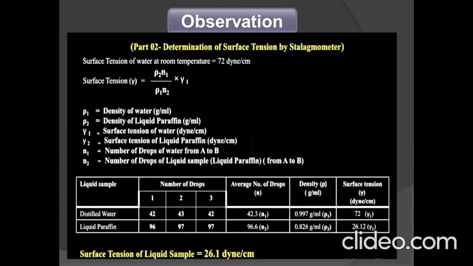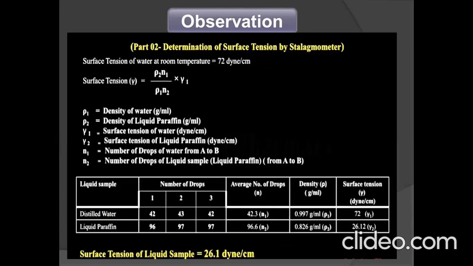Now the next part, that is the determination of surface tension by stalagmometer. For this we have to perform the experiment as I have discussed earlier also, and I will be giving you a small demonstration of the same after this presentation. So you have to suck the water in that stalagmometer up to the mark A, and then you have to release the tip and allow that water to fall down till the point B.